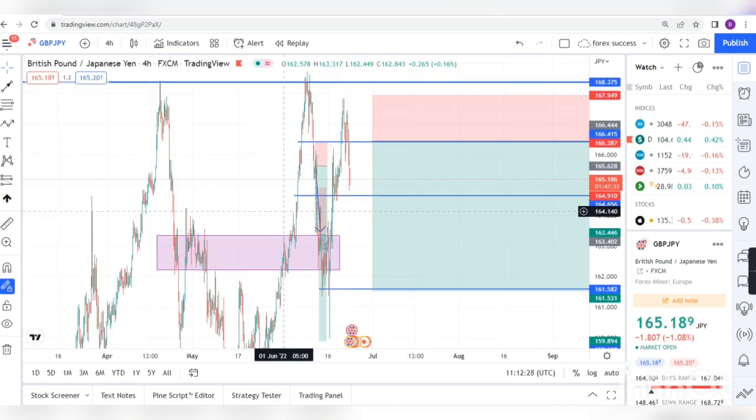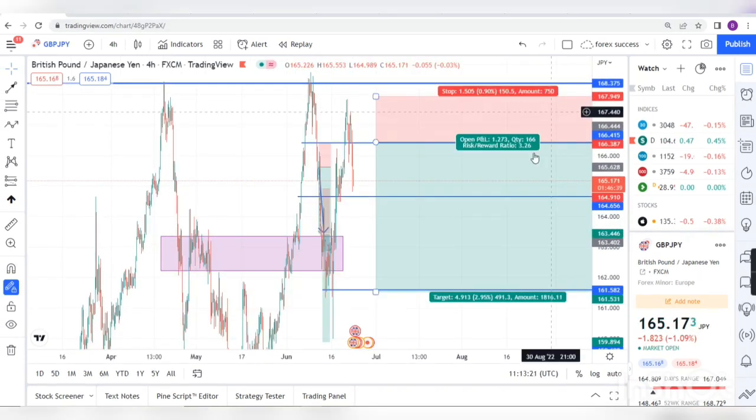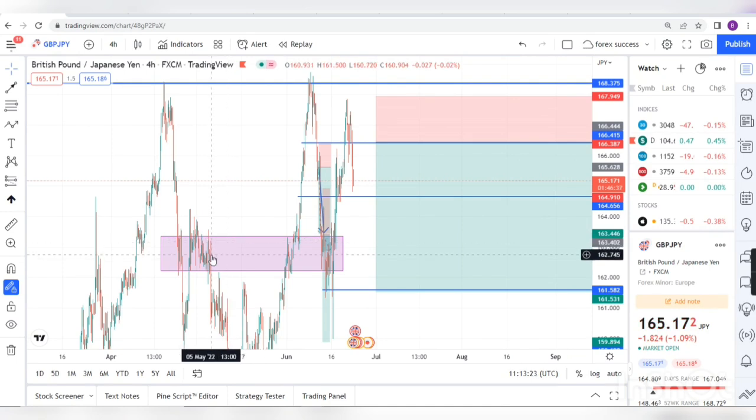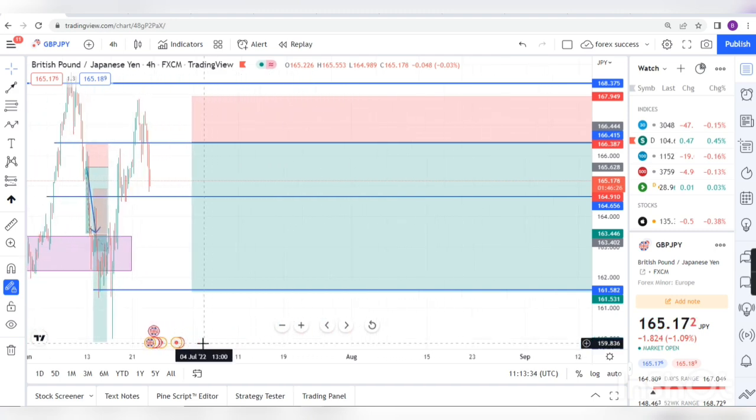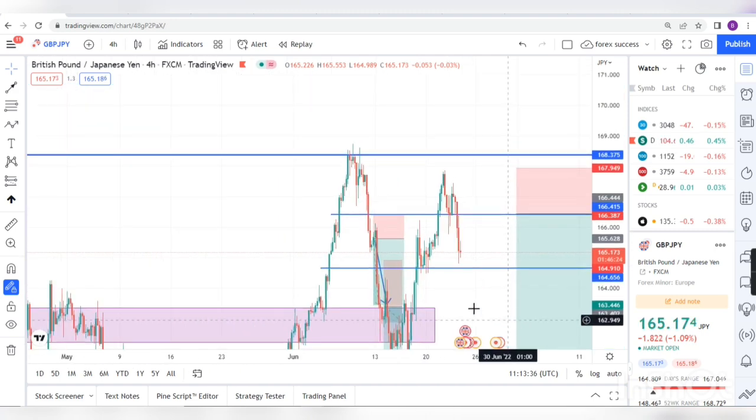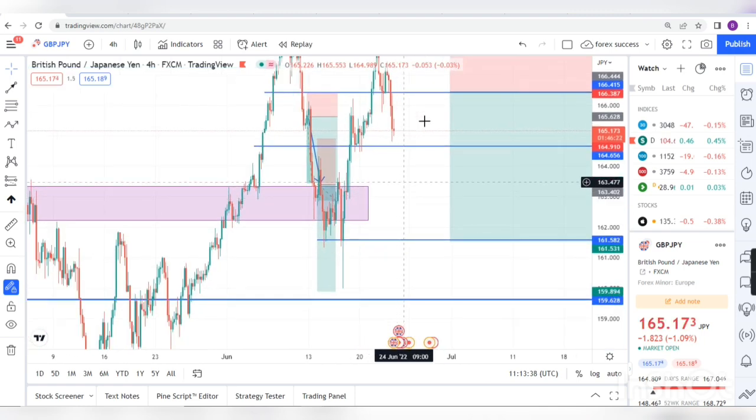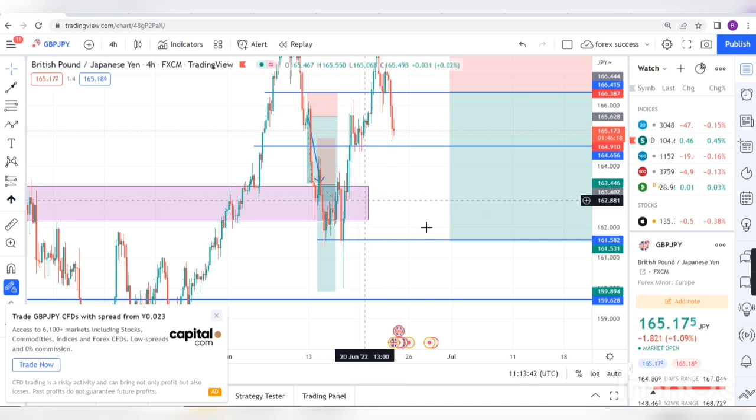This is what I'm expecting for GBPJPY: that it is going to move all the way from this top to at least this support level. If it's able to break through this support zone right here, we'll be expecting it to hit the final take profit, which is at this tip right here. That's just what my analysis states.